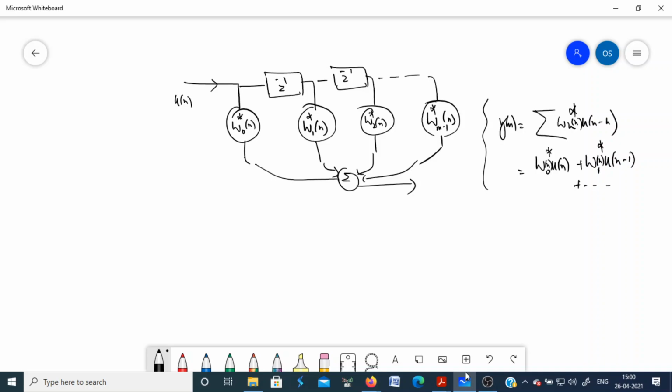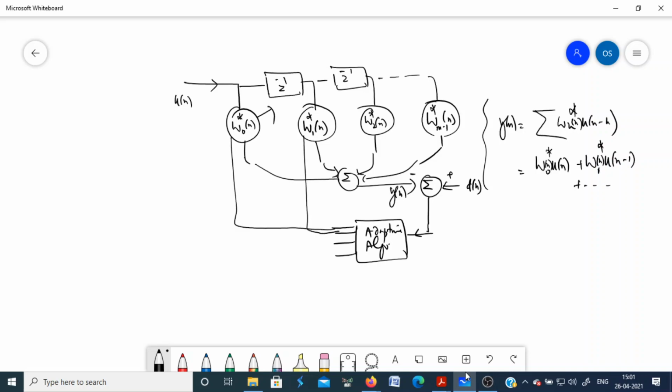This is the adaptive filter, and then this y(n) is subtracted from d(n), which is the desired response that must be available to you. The resulting error is given to an adaptive algorithm, and this will modify these filter weights. There are different mechanisms for this weight operation, and so on. So this modifies these weights basically.